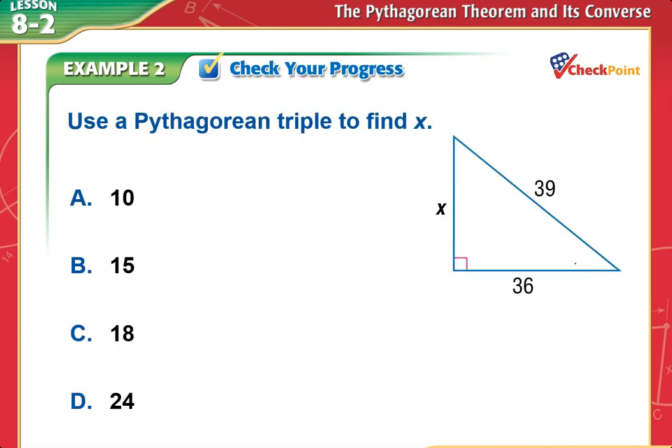All right, use a Pythagorean triple to find x. If you need to, go back and look at that chart. Or you also could just take 39 squared minus 36 squared and then take a square root. And the answer is 15.